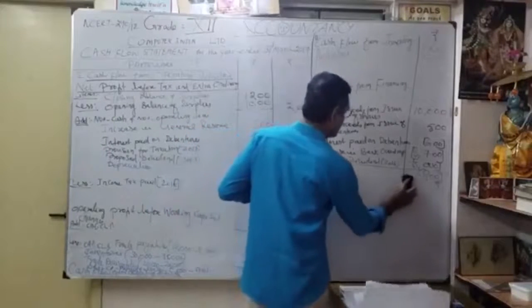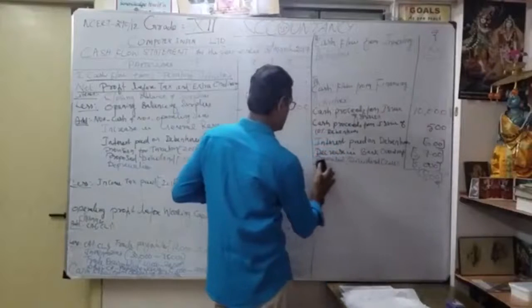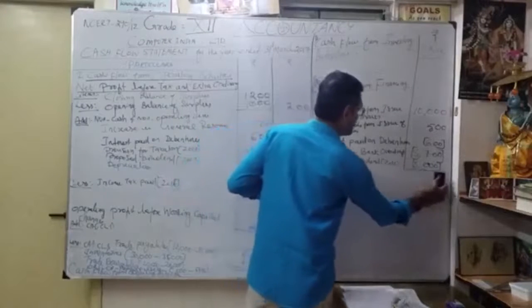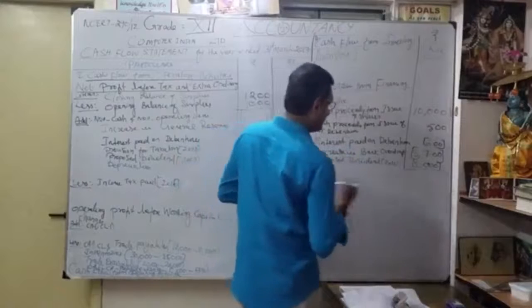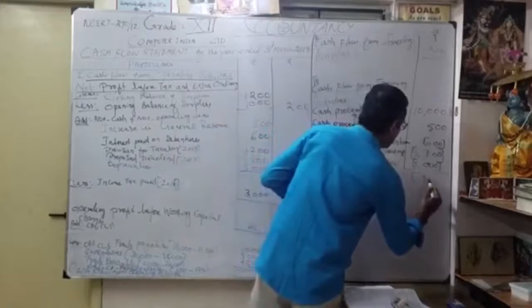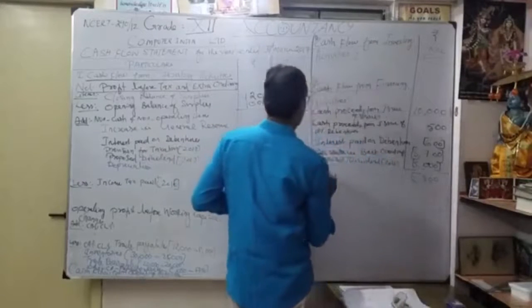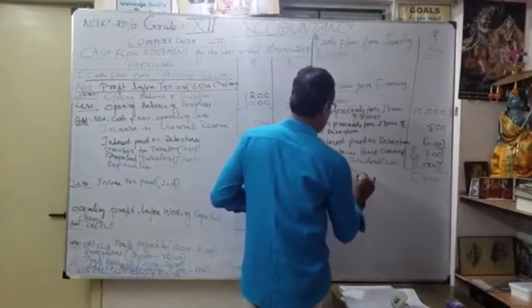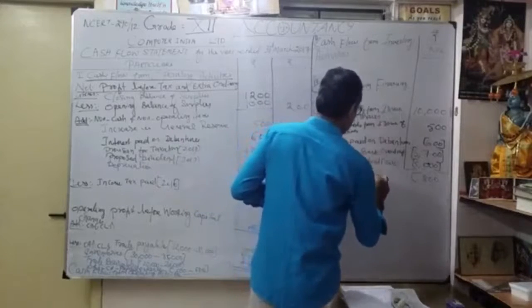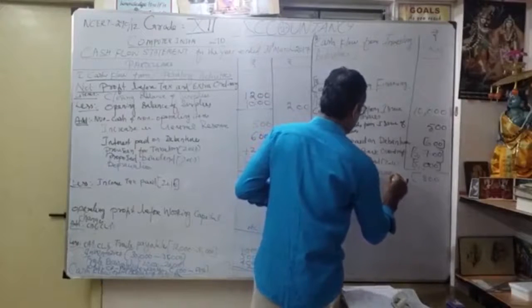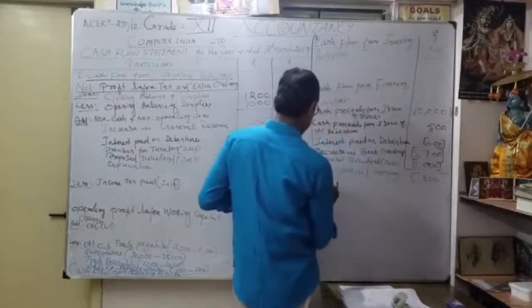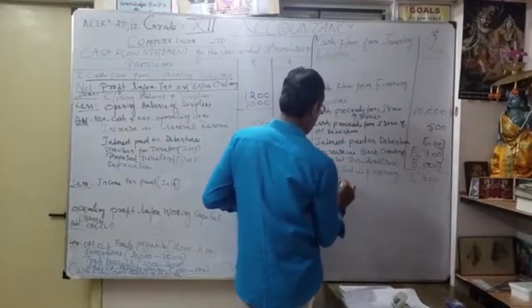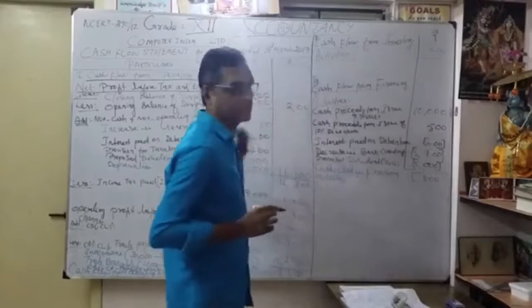Okay, now what am I going to write here? See, this is our answer. Within the bracket 800. That is called what? Cash used in financing activities. Okay, that's our Roman letter 3.